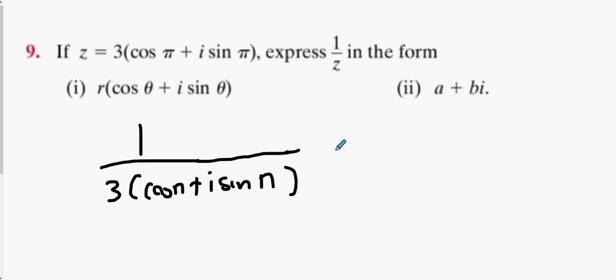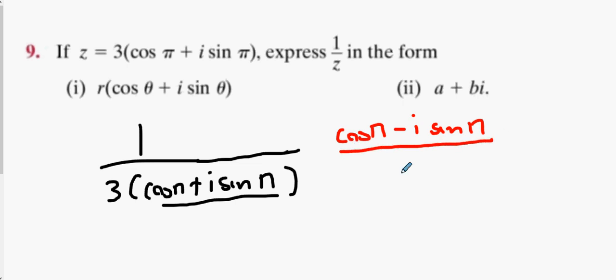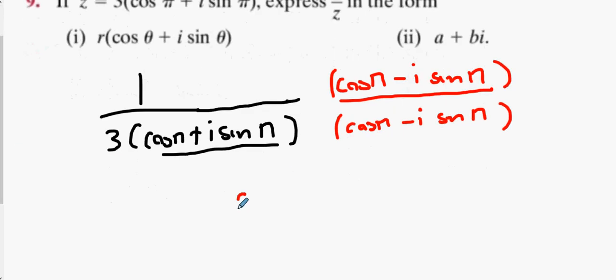So let's find out. What's the conjugate of this? Anybody? Cos pi minus I sine pi. Is that right? And then cos pi. We cut that. Now, we're going to multiply this out. So it's going to be cos pi minus I sine pi.